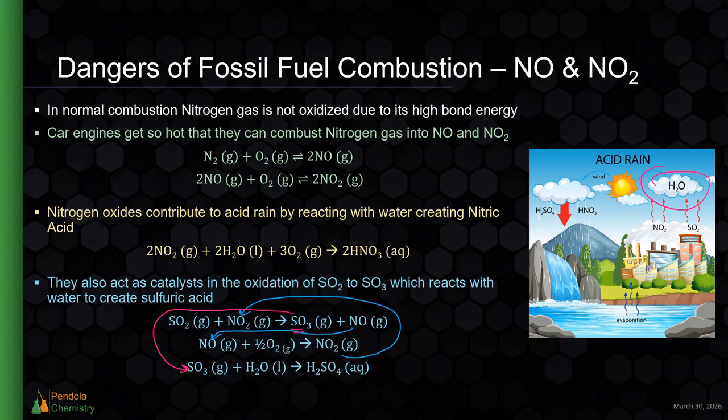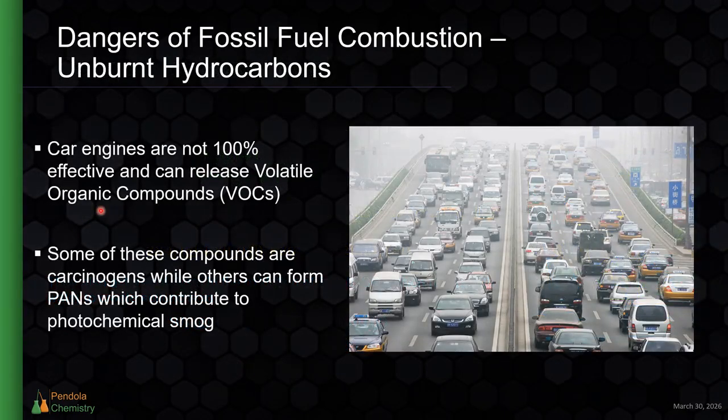Another topic that we have discussed, and it's important to revisit in much greater depth, is the creation of unburned hydrocarbons. Another issue with internal combustion engines is that they are not 100% effective. When they burn gasoline, some of those hydrocarbons go unburned, meaning that they're released into the atmosphere. And we call those volatile organic compounds, or VOCs, which we discussed in chapter 13.